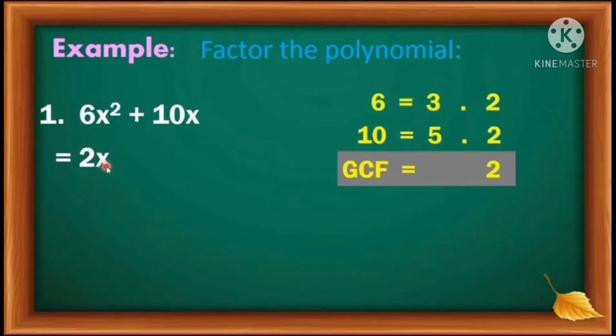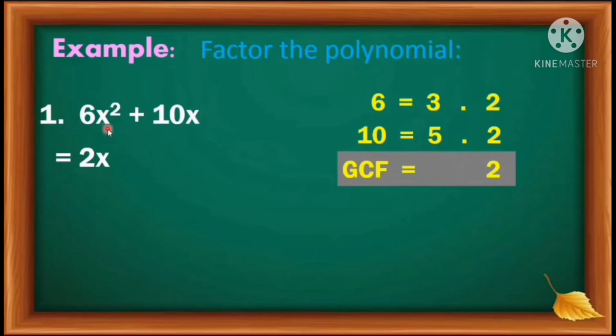Saan naman galing yung x? X is the GCF of x squared and x. Paano kumuha ng GCF ng parehas variable? The GCF of these two variables, x squared and x, ay yung may pinakamababang exponent. Ano bang exponent dito ni x squared? Ang exponent niya ay 2. How about si x? Ano yung exponent ni x? Ang exponent niya, although hindi siya nakalagay, it is understood to have an exponent of 1.